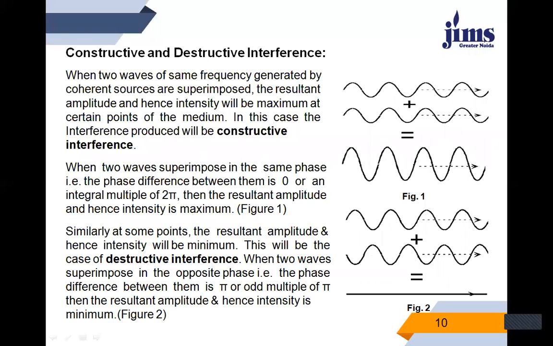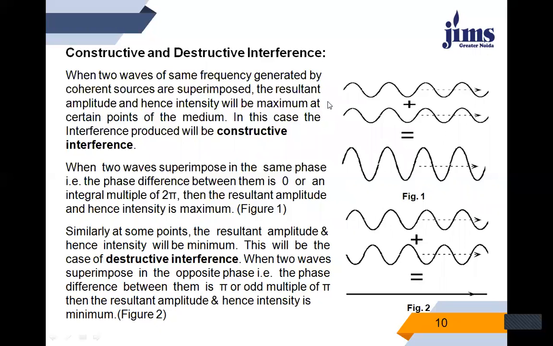As I have already discussed, interference of light has two types: constructive interference and destructive interference. When two waves of the same frequency generated by coherent sources are superimposed, the resultant amplitude and hence intensity will be maximum at certain points of the medium. In this case, the interference produced will be constructive interference.